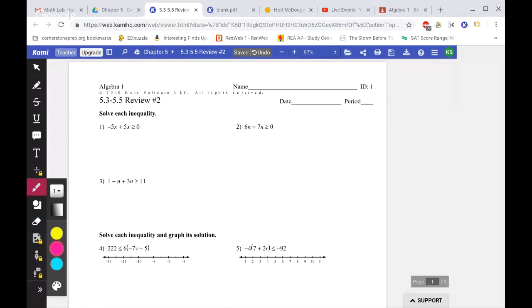On number 2, we're going to combine like terms because they're on the same side. We are just going to do the operation that's in the middle. It says 6n plus 7n, so that's going to be 13n is greater than or equal to 0. Divide both sides by 13, and we have n is greater than or equal to 0. And that's it. It's just a weird one because you're combining like terms on the same side instead of switching.